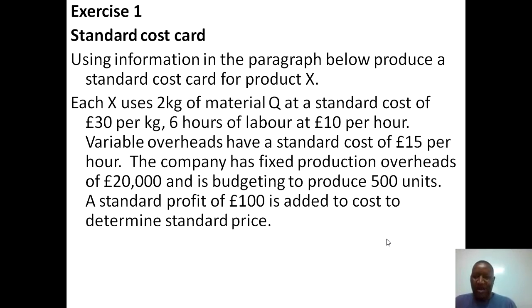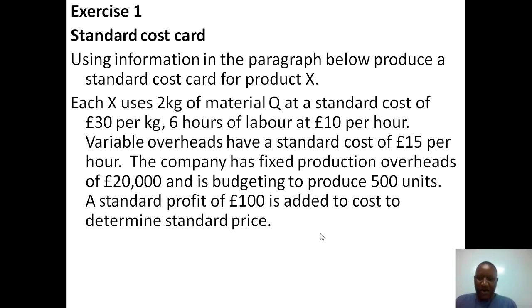So the information that we are provided with is each X uses 2 kg of material Q at a standard cost of 30 per kg, 6 hours of labor at 10 per hour. Variable overheads have a standard cost of 15 per hour. The company has fixed production overheads of 20,000 and is budgeting to produce 500 units. A standard profit required is 100, added to the cost to determine the standard price. So after we calculate the cost of making product X, we add a profit of 100 pounds in order for us to establish the standard price.